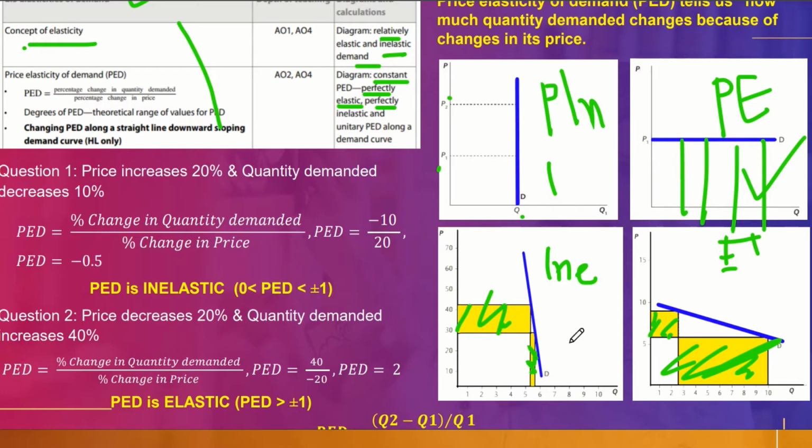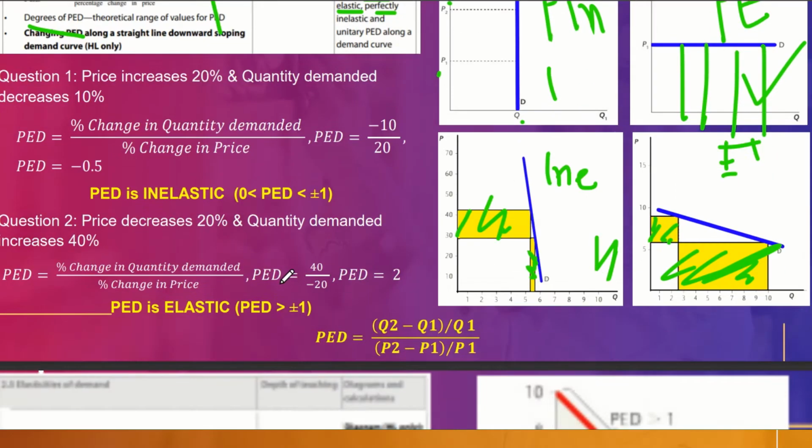Luxury products generally have an elastic demand, and necessity products generally have an inelastic demand. So that we will discuss in detail. Now degrees of PED, remember, we'll see on the next slide.